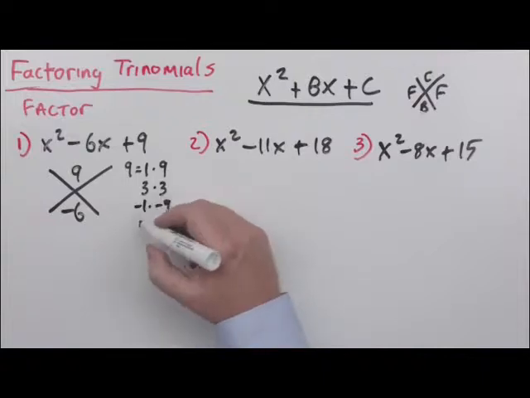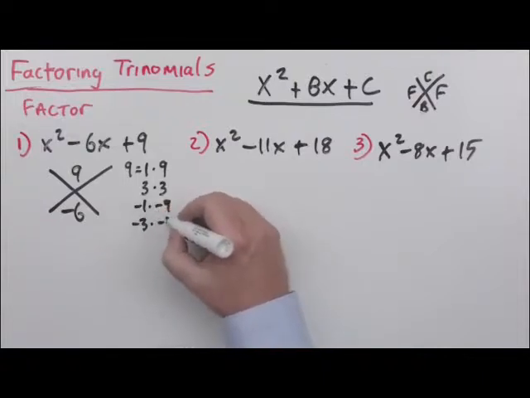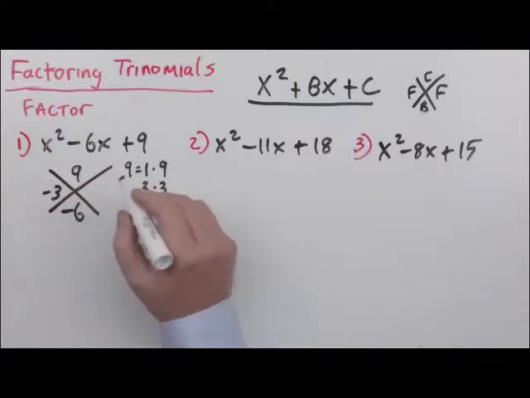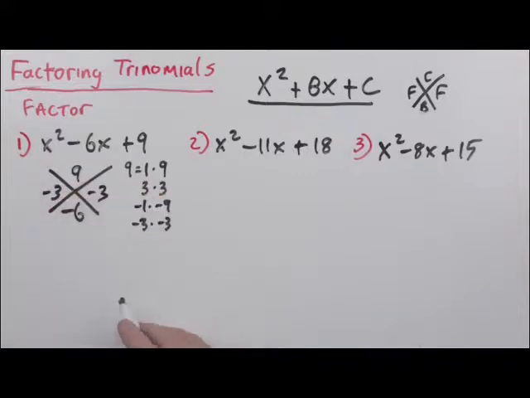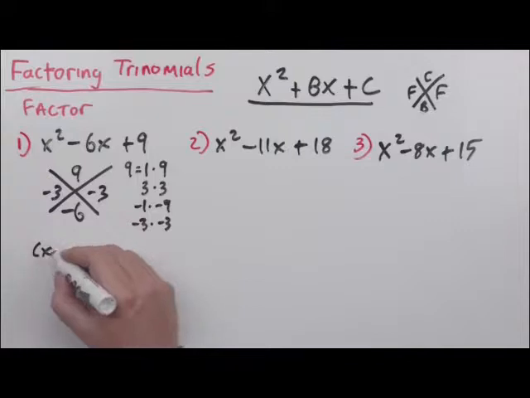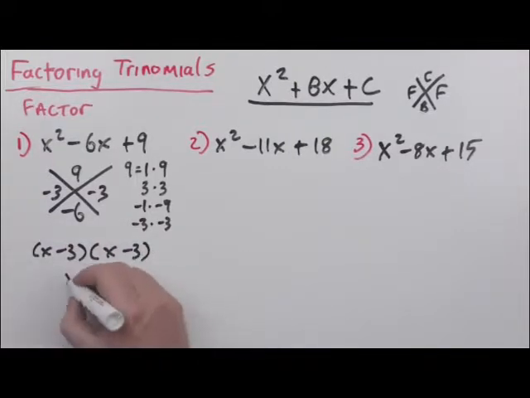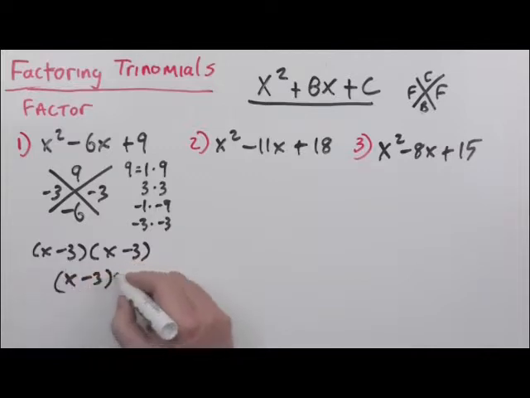So negative 1 times negative 9, no. Negative 3 times negative 3. Oh wait, they add to negative 6. So there we go, negative 3, negative 3. So the factors are x minus 3 and x minus 3, or you can write that as x minus 3 squared. Great.